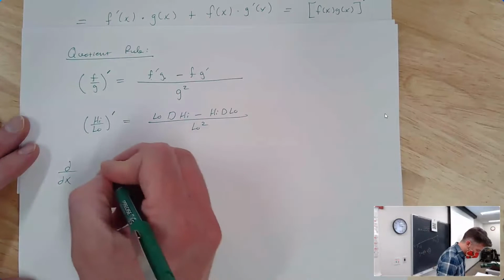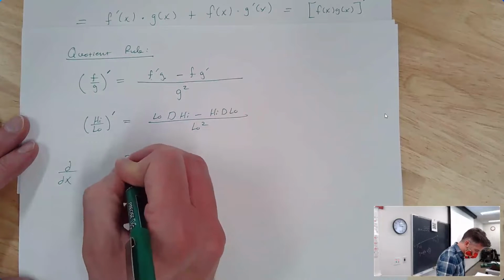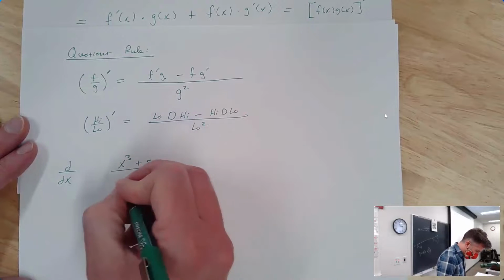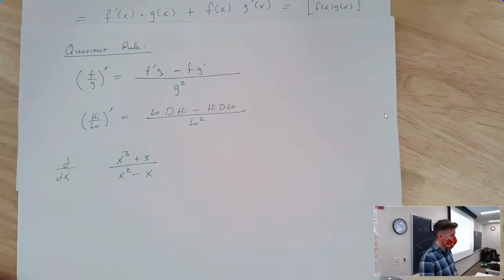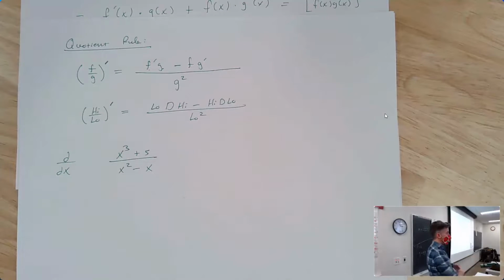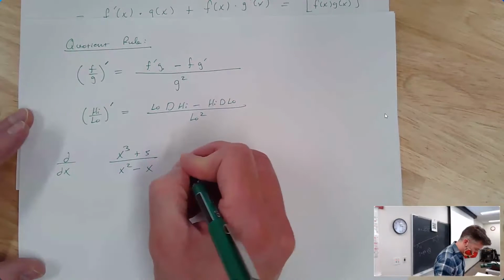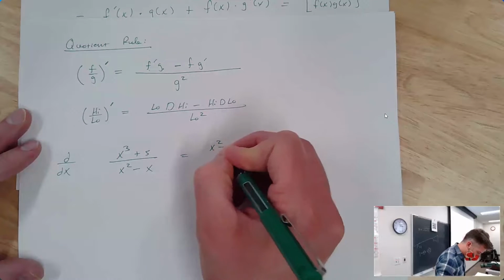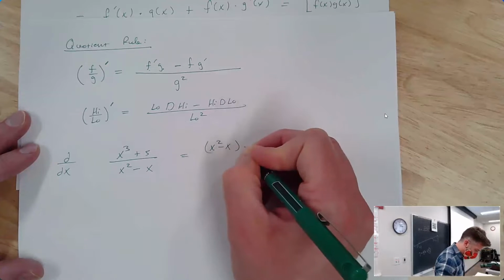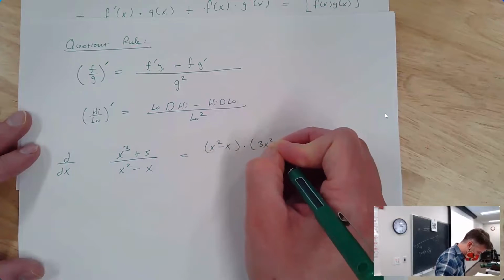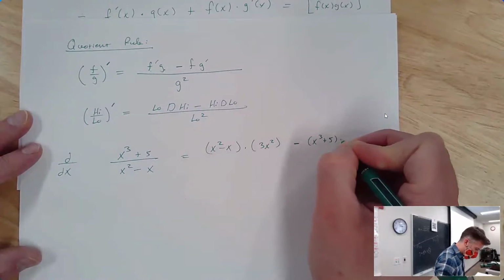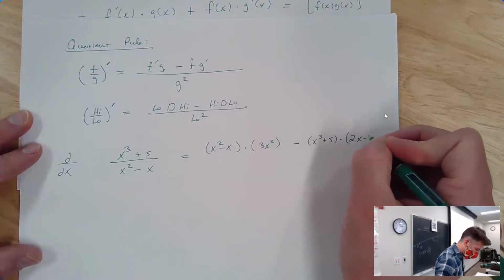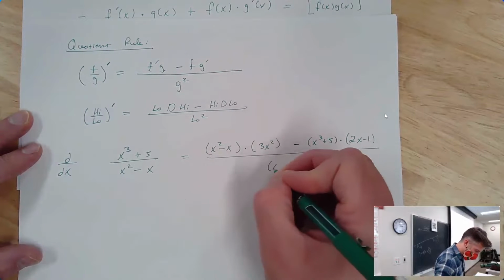So let's say we want to take the derivative of something like x cubed plus 5 over x squared minus x. I'm really just going to throw the rule at it. There's nothing special here other than you have to remember how it works. So that's going to be the bottom times the derivative of the top, which is 3x squared, minus the top times the derivative of the bottom, which is 2x minus 1, all divided by the bottom squared.